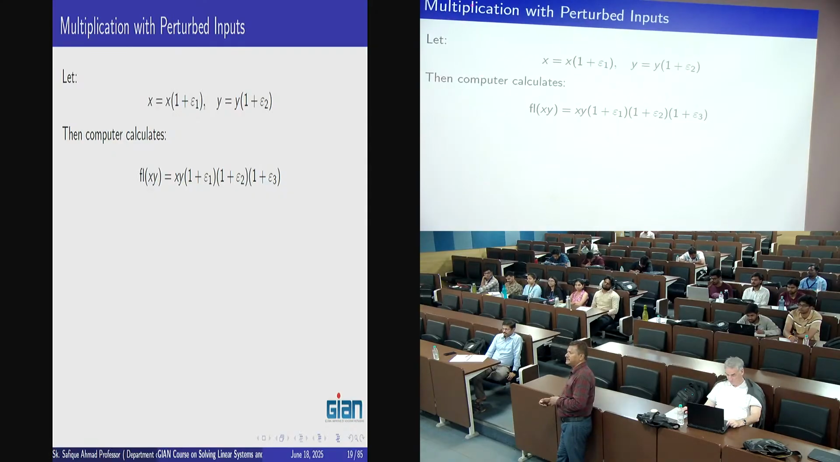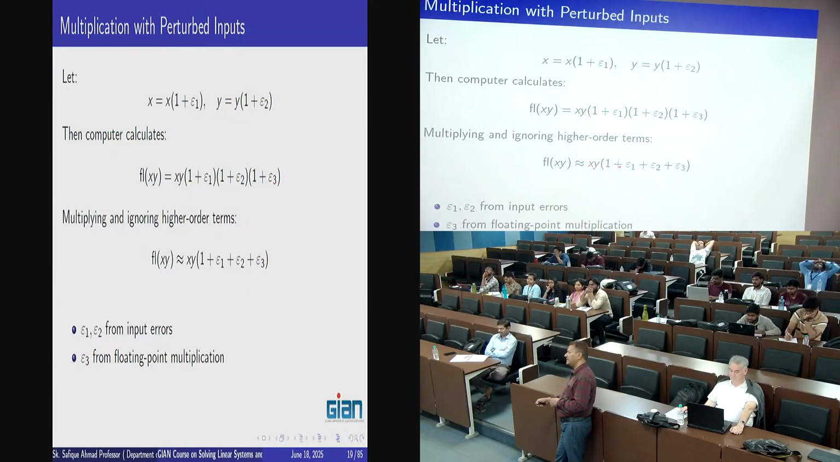So, what exactly are we doing? If you give x to your machine, that number will be taken instead of x. MATLAB or Mathematica would take it like this: x into 1 plus epsilon 1, and y replaced by y into 1 plus epsilon 2, and then compute the floating point of x y. The total, if you open it, would be 1 plus epsilon 3.